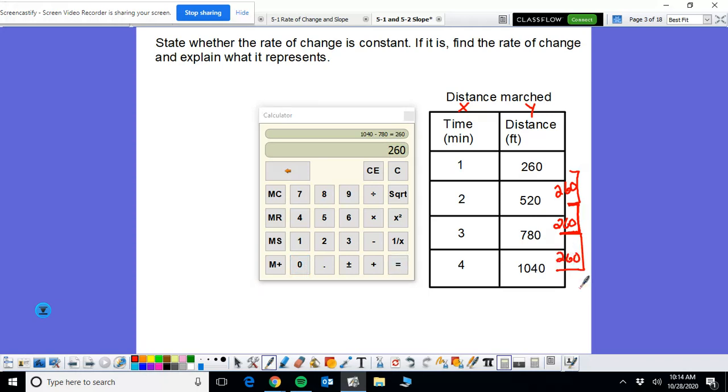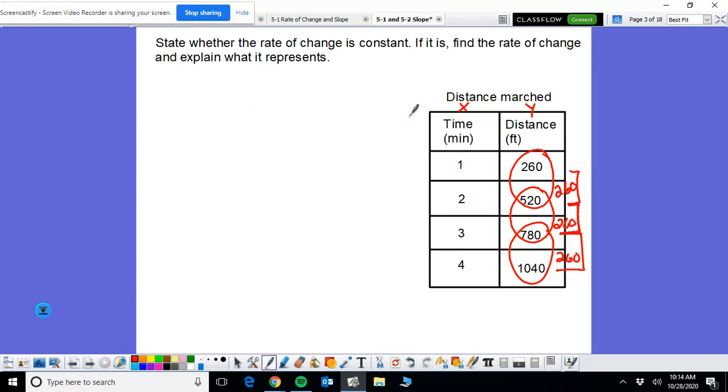And I want to be clear about what I just did. I subtracted my y's. I took these two, subtracted them, I took these two, subtracted them, and these two and subtracted them. And I found all of my differences to be 260. I'm going to look at my time to make sure that was consistent. I definitely don't need a calculator for that. It looks like all the jumps are by what? By ones. It's like going up by one each time. So every minute, how much farther are they going? That's the question.